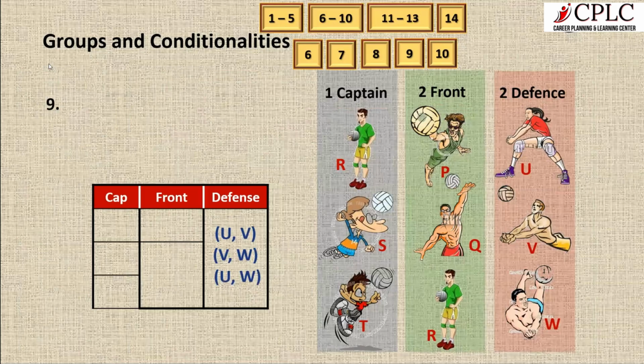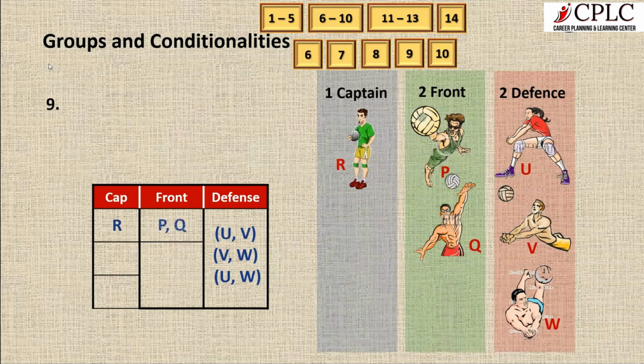Now for defense, we can have these 3 possibilities, UV, VW and UW, with R as the captain. At the front, we can have these two, that is P and Q, because R is already the captain. Hence P and Q have to be at the front position. So we can form 3 teams by considering R as the captain.